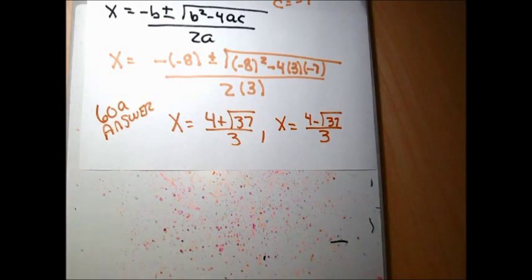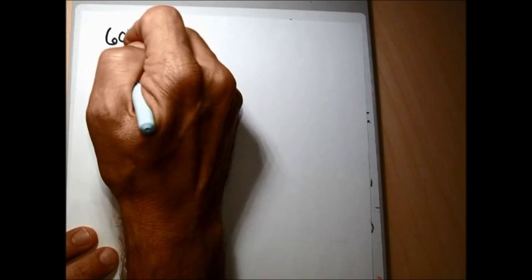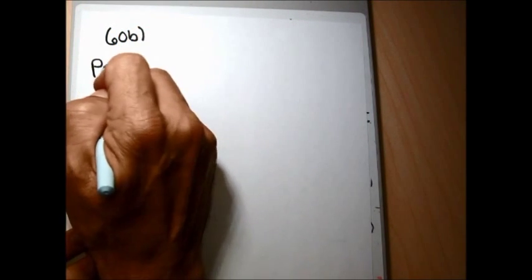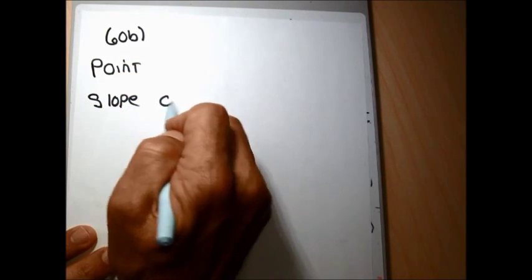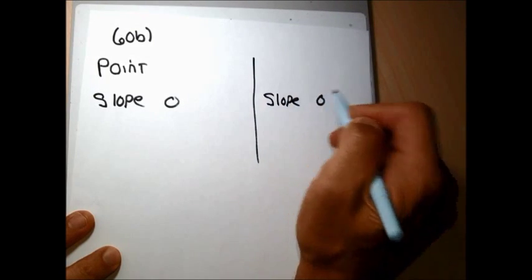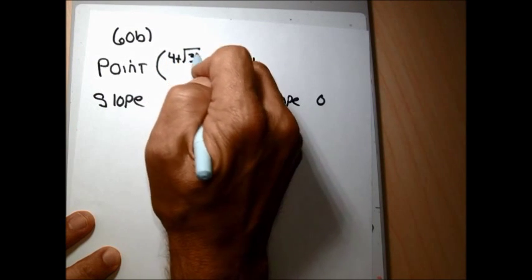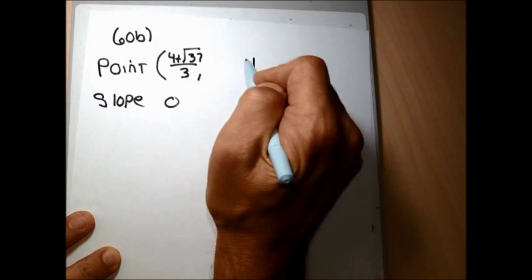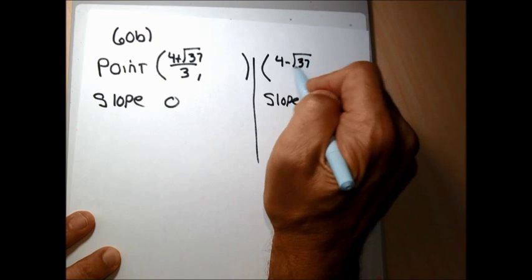Now I'm going to move into 60B. And for 60B, we need points and slopes. Well, slopes are good because we set a derivative equal to 0, so the slope is 0. So for 60B, I'm going to have 2 points. They each have a slope of 0. The first point has an x-coordinate of 4 plus the square root of 37 over 3. The second point has an x-coordinate of 4 minus the square root of 37 over 3.